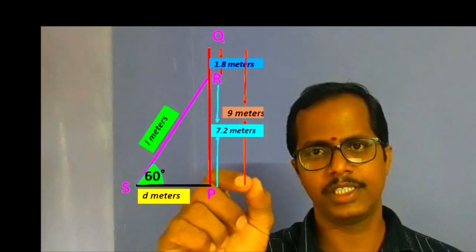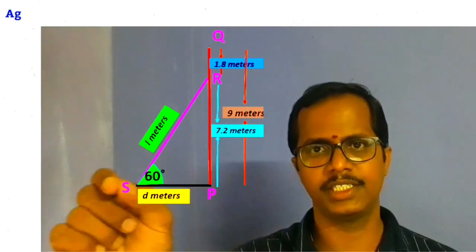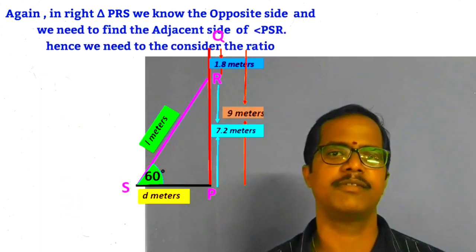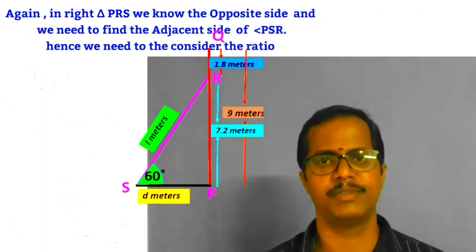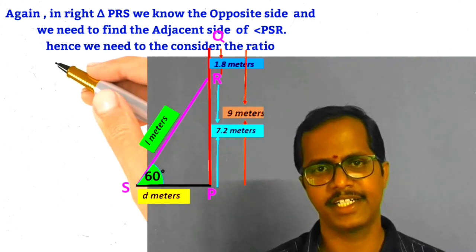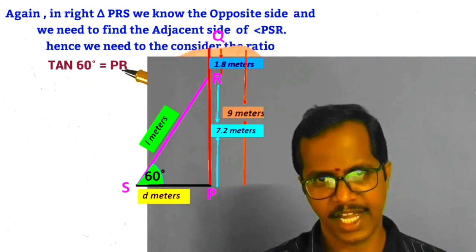Now this side PS is the adjacent side to this angle, and we have the opposite side. So hence we need to take the tan trigonometric ratio. So let us take the tan trigonometric ratio.